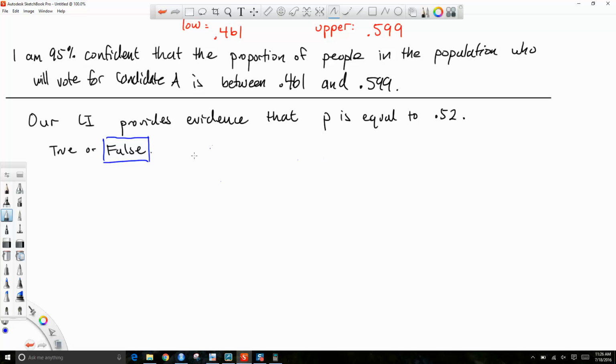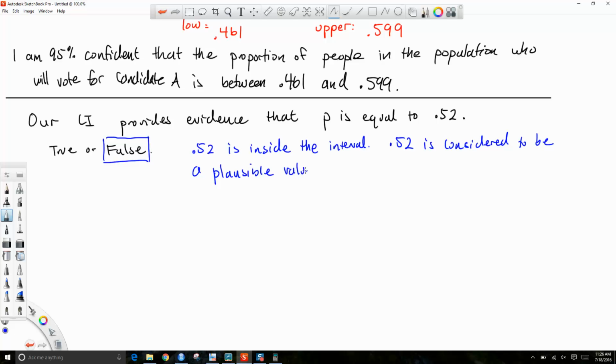So 0.52 is inside our interval. 0.52 is inside the interval, so 0.52 is considered to be a plausible value of P. However, the interval will never provide evidence that it is equal to some value.